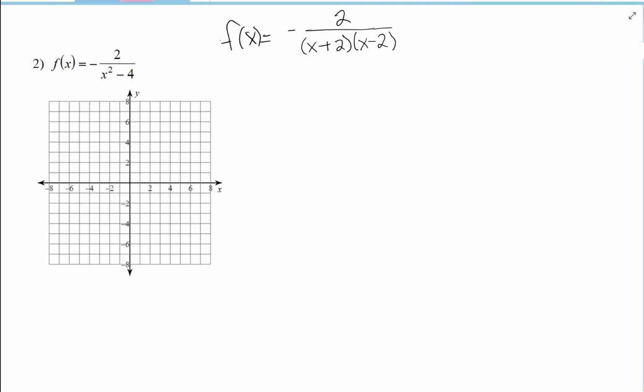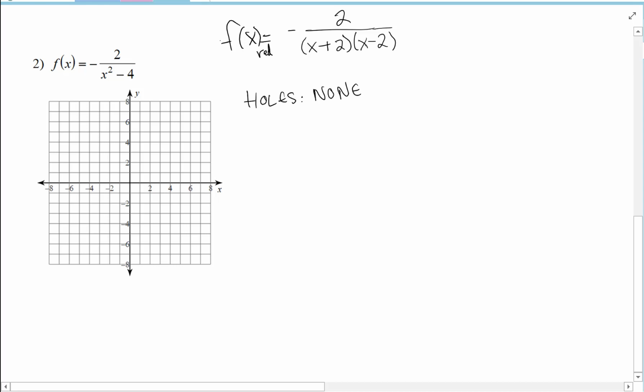So this is the reduced version, really nothing reduced out of it, but factoring will help us find our vertical asymptotes. So first of all, there are no holes because nothing reduced. It's when you cross things off and they equal 1 that you get holes. Then our vertical asymptotes are anything that makes the denominator equal to 0. Vertical asymptotes would be -2 and +2.